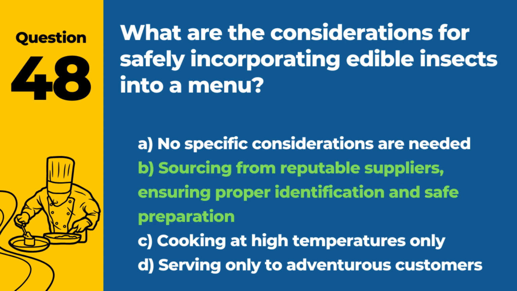Answer: B. Sourcing from reputable suppliers, ensuring proper identification and safe preparation. Safely incorporating edible insects into a menu involves sourcing from reputable suppliers to ensure they are safe for consumption, ensuring proper identification of the insect species, and preparing them safely to prevent any food safety risks.